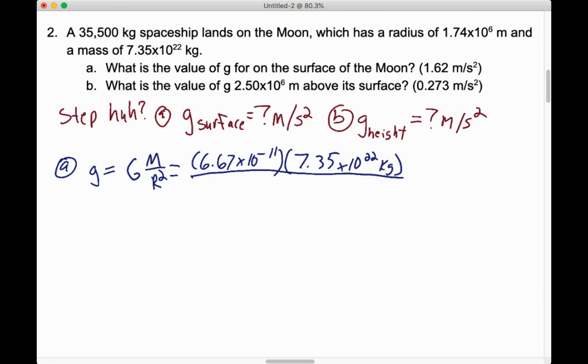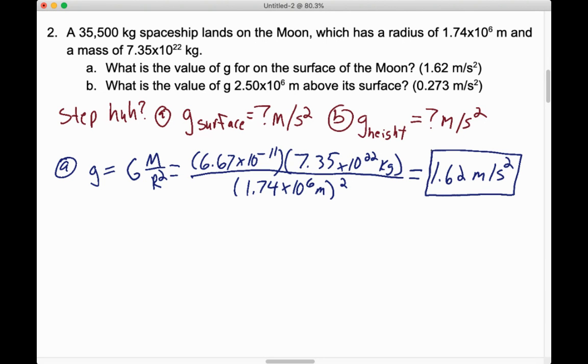r squared. In this part of this problem, r is just the radius of the planet. So this radius is 1.74 times 10 to the 6 meters, and this quantity gets squared. If you do all this in the calculator, what are you going to end up with? You're going to end up with 1.62 meters per second squared. Put a box around it, and then do step two: we solved for the right thing, and we gave it the right units.